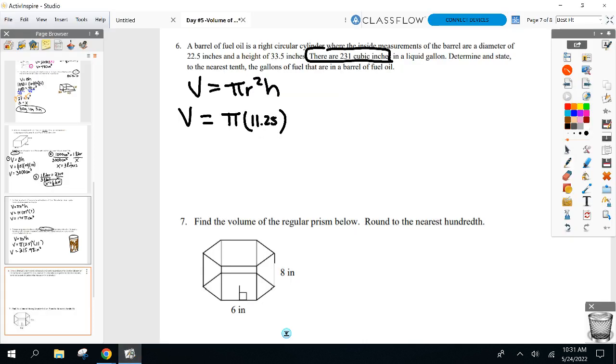11.25 squared, height 33.5. Hey, everyone, are we done with this problem when I calculate the volume? Nope. Why do I ask you that? What are we not doing here? Rounding. Thank you. We're not rounding. We're not done. Pi times 11.25 squared times 33.5 is 13,319.86198 cubic inches.